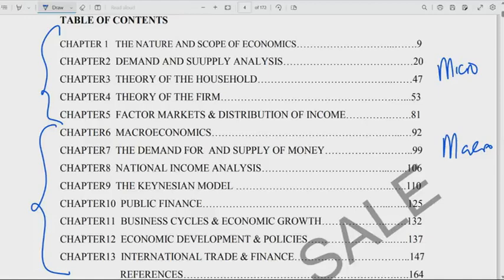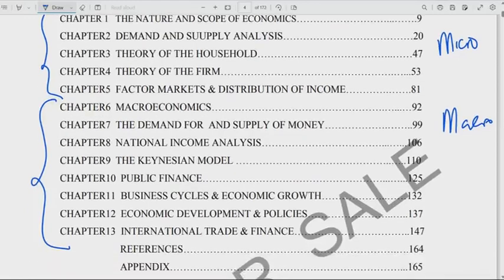Under macroeconomics, we'll look at the demand and supply of money, then the national income analysis, then the Keynesian model, then public finance, then business cycles and economic growth, then 12, economic development and policies, and 13, international trade and finance. That's the table of contents.